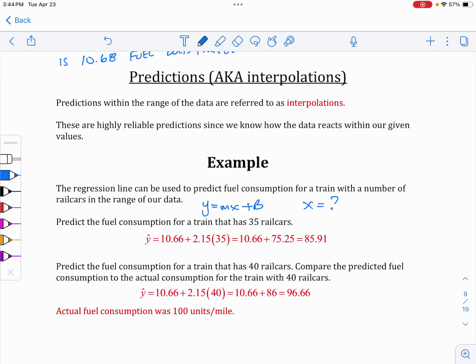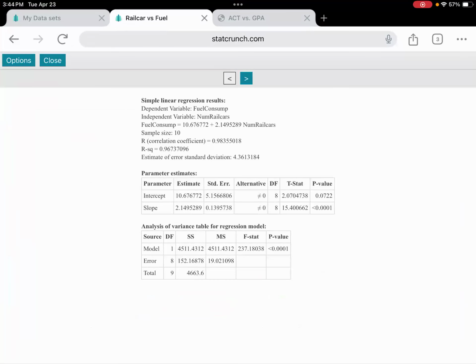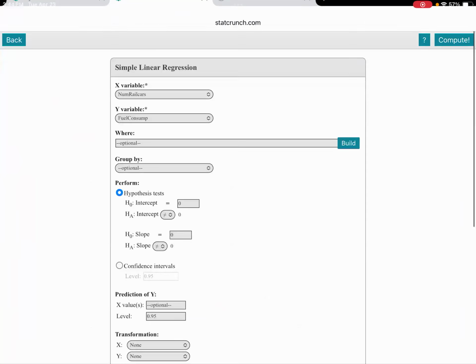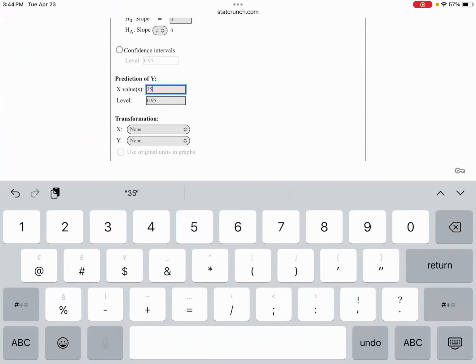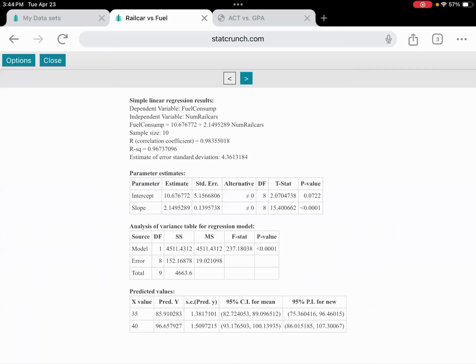All right, similarly, I want to do that for 40. Now, watch StatCrunch do it. And so we go back into options, edit. And this is where we use prediction of Y. So this is the only other thing we do in here. And it says put in an X value. So I'm going to put in the value 35, and I can predict multiple values at a time, comma, I'm also going to put in the value 40. And it's going to calculate these two values for me. And it gives it in the output down here.